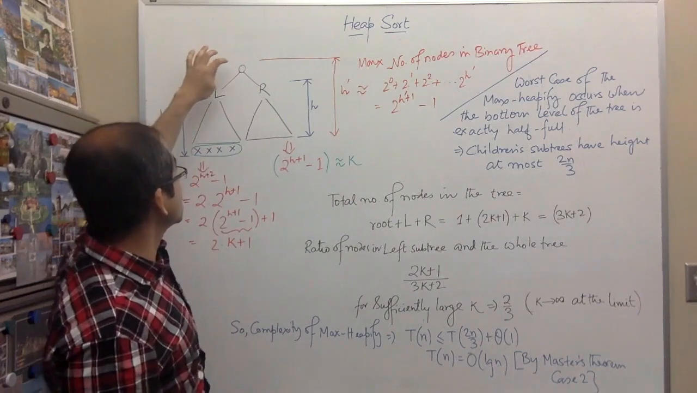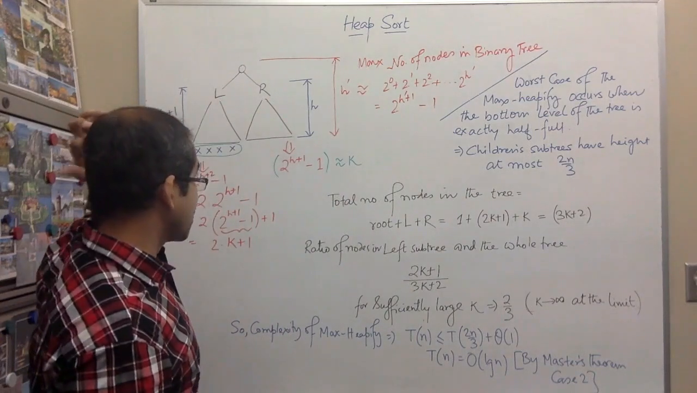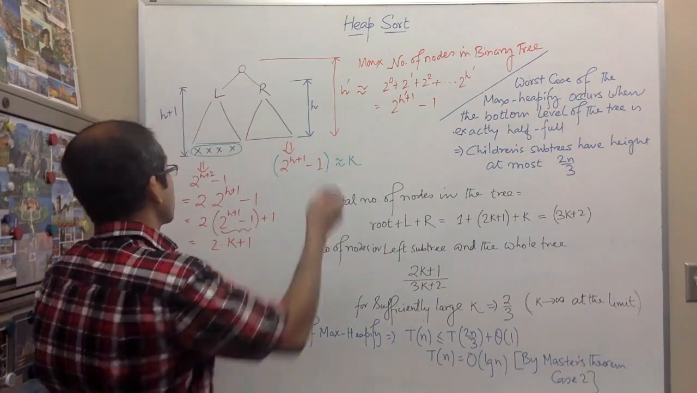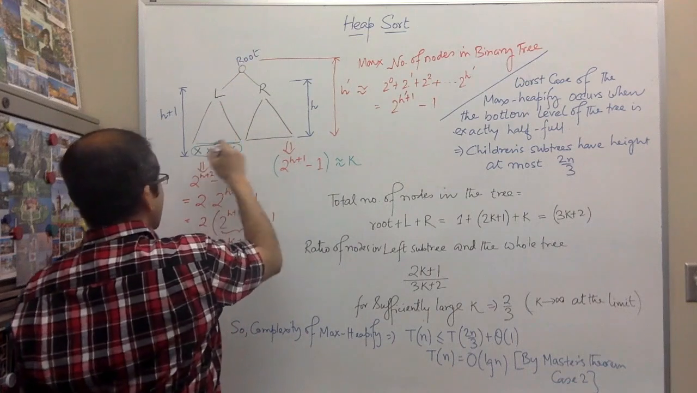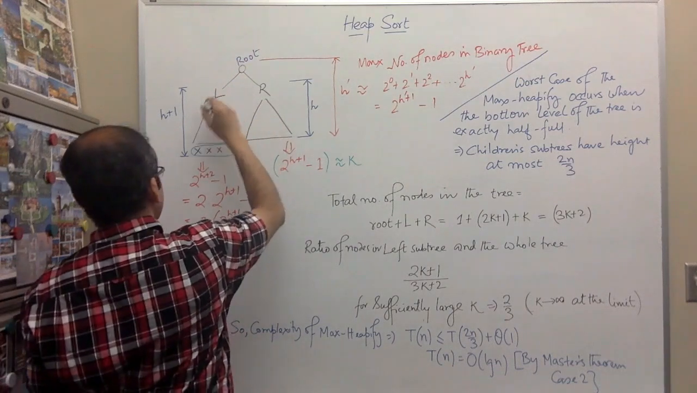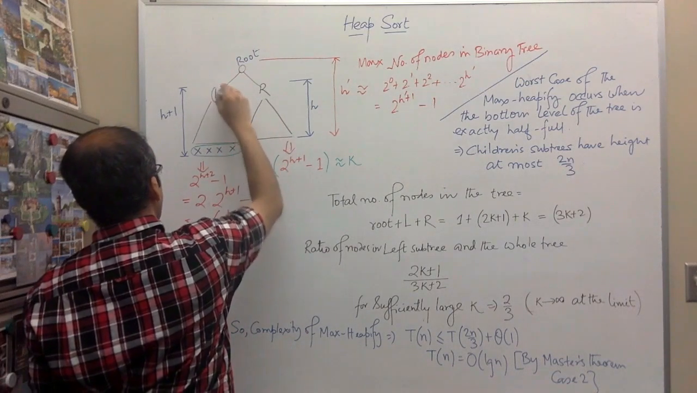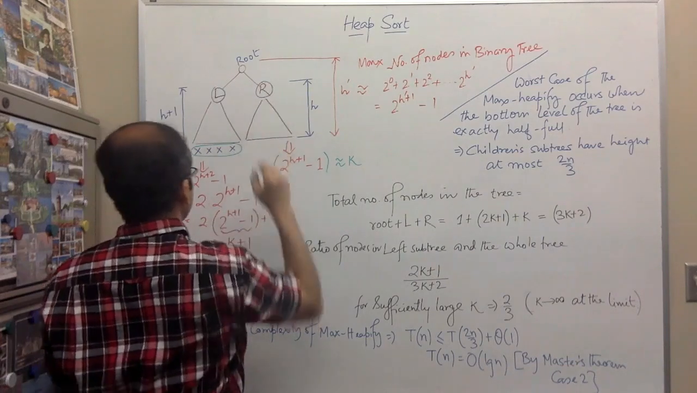Let's see. This is the standard way of representing a tree in the literature. This is the root node, and this is the left subtree, and this is the right subtree. The left subtree starts at this node, and the right subtree starts at this node.